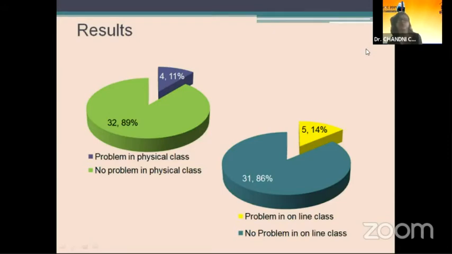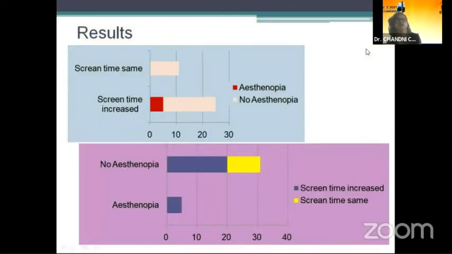Now, before the lockdown, 11% of the students reported difficulty in physical classes in seeing the board writings, and during the online classes, 14% of the students had some difficulty and eye strain. The only symptom we encountered was asthenopia, and it was present only in the patients with increased screen time. That is, a high percentage, 20% of the patients, developed asthenopia when the screen time was increased. And out of the asthenopic patients, all had more than a two-fold increase in screen time.